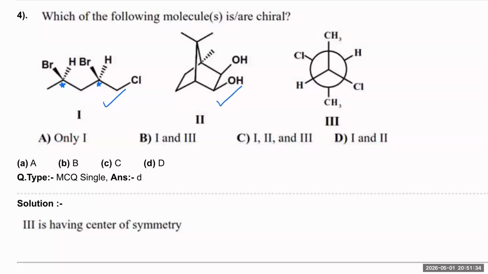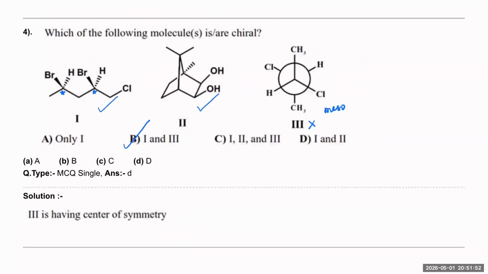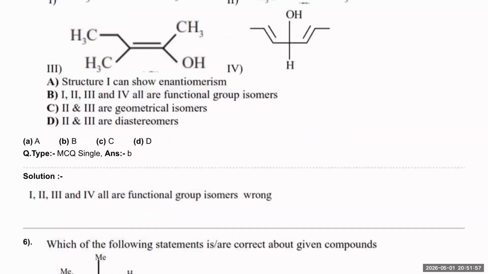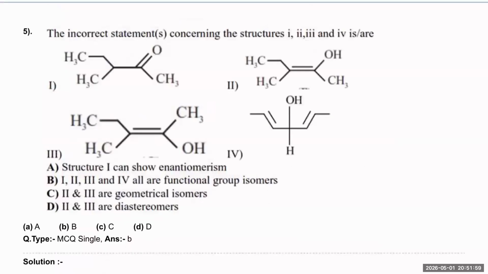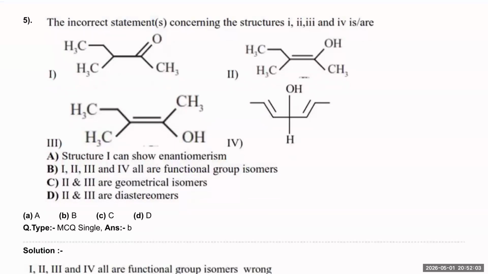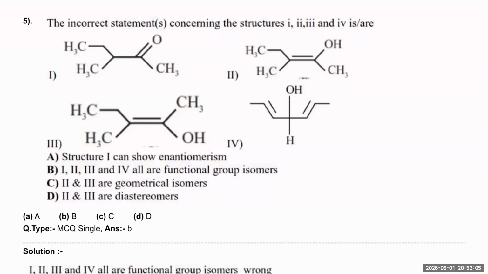Next, if you notice this, suppose I make a 180-degree turn here, so methyl will be here, chlorine will be here, H will be here. So what is this form? This is a meso form, so this is not chiral. So 1 and 2 are chiral. Next, I'm skipping this. I'm sure you guys can identify that easily, whether they are diastereomers or enantiomers. But if anybody wants me to discuss, I can.